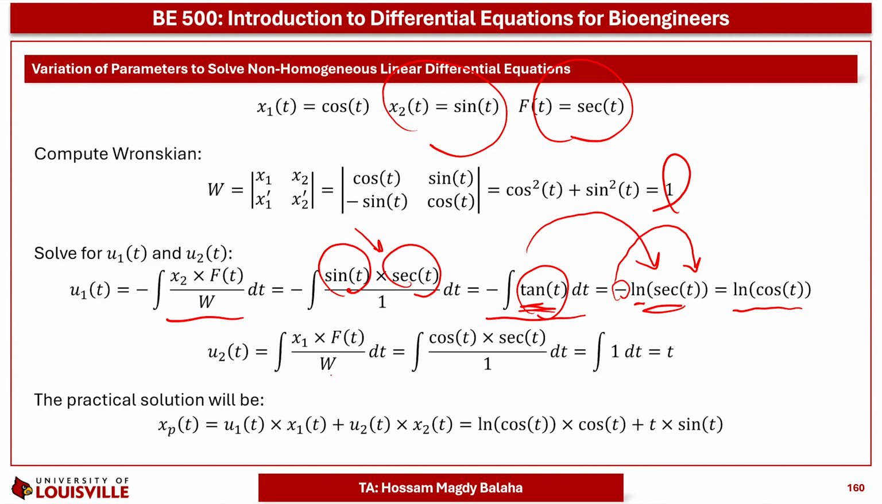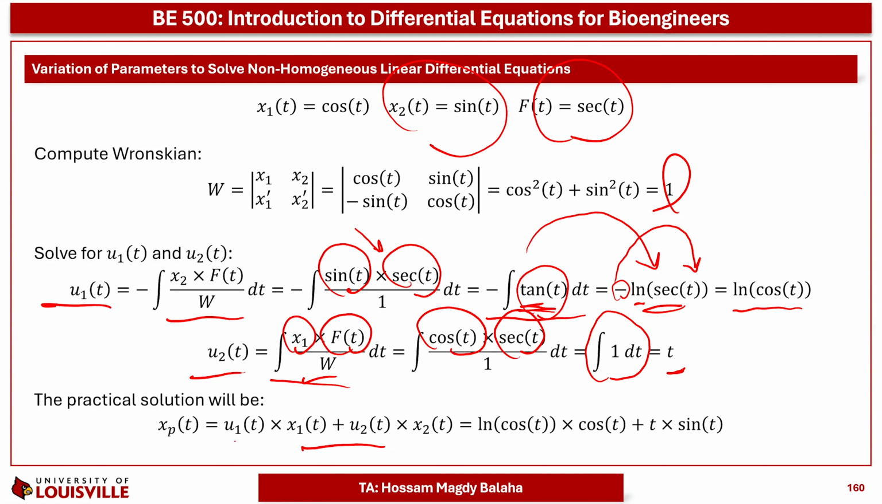For u2, we substitute x1, which is cosine, multiplied by f of t, which is sec, over 1. Cosine multiplied by sec, which is 1 over cosine, will equal 1. The integration of 1 will be t. Now we have u1 and u2, so substitute to get the particular solution: u1, which is ln cosine of t, multiplied by cosine of t, plus t multiplied by sine of t.